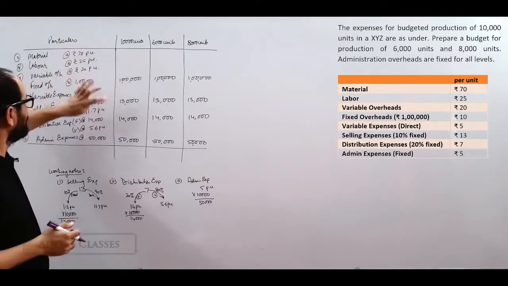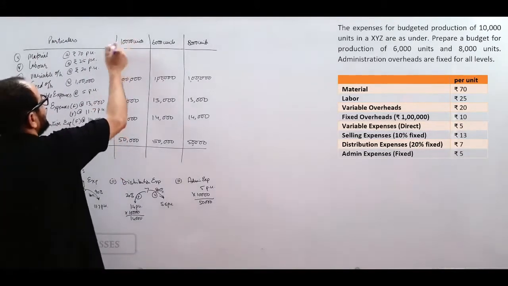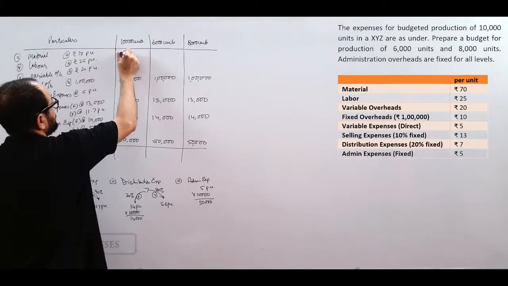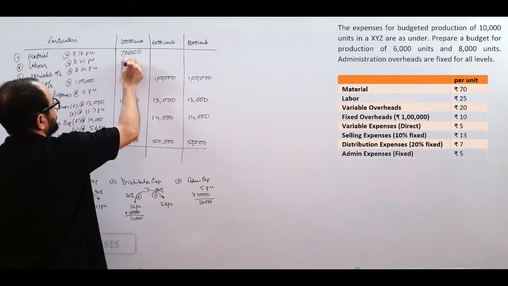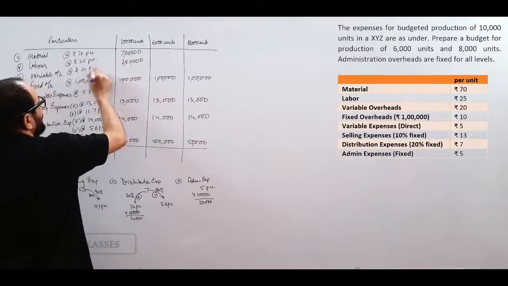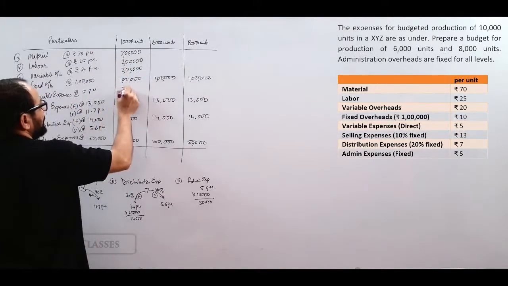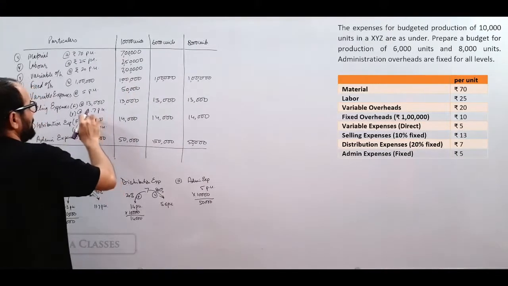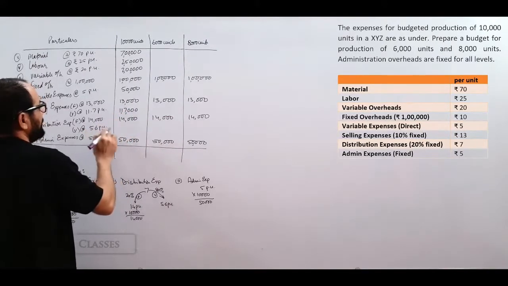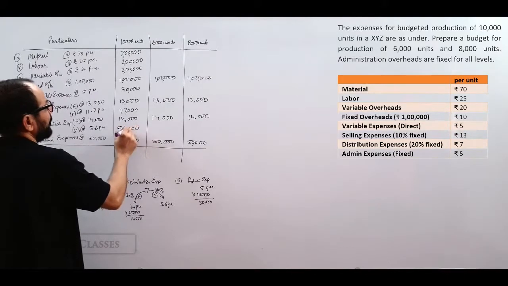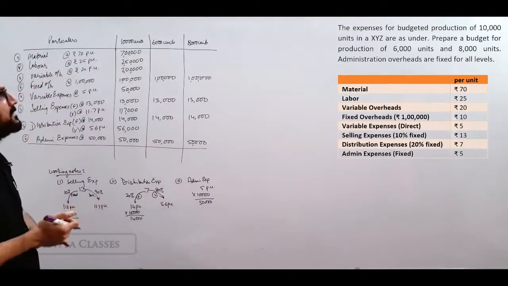1, 2, 3, 4 and 5. 1, 2, 3, 4, 5 and 6. 6 variable components are remaining. 70 rupees for 10,000. 25 for 10,000. 20 for 10,000. 5 for 10,000. Then we have 11.7 for 10,000. And finally we have 56,000. This is for the 10,000 level.